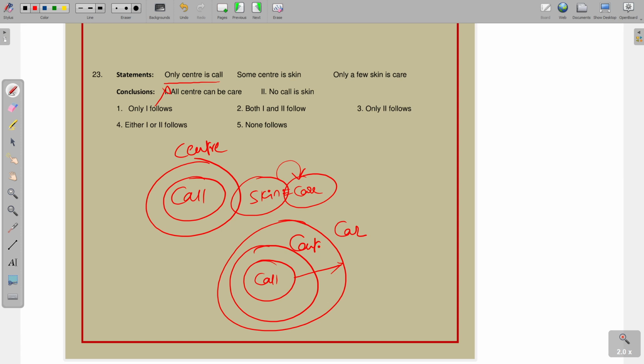Okay, why? Because call is related to center only. Next, no call is skin. So call here and skin here, it definitely follows. Why? Because call is related with only center. Here, in this, both no is definitely follows. Only conclusion 2 follows.